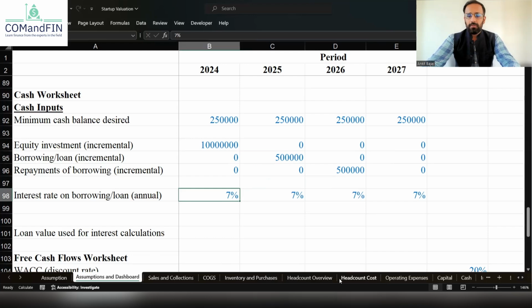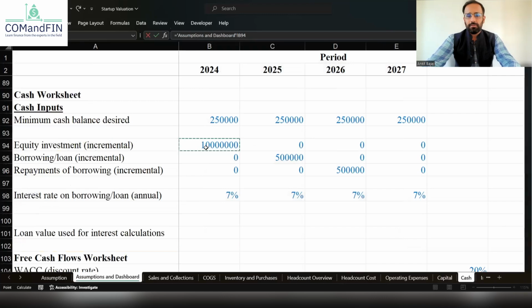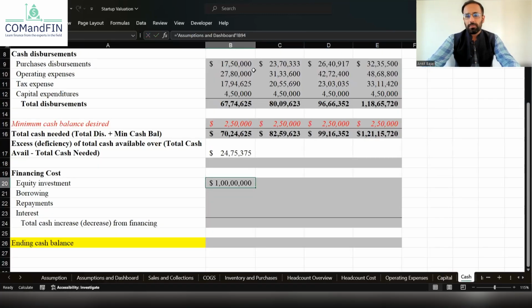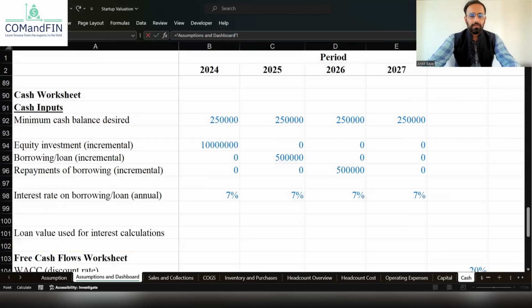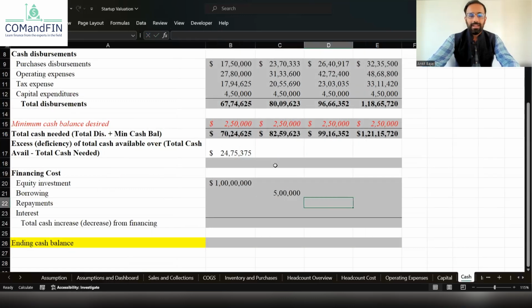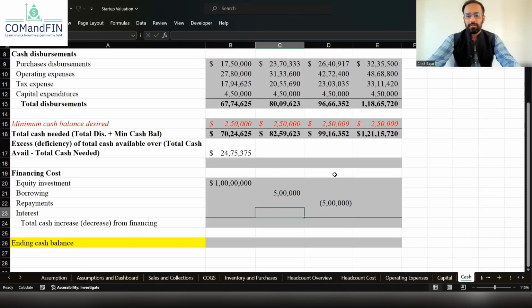Now I will do the adjustment for these values in the cash budget. Equity investment value is given here. In the assumption sheet, you will find that equity investment is 1 crore. Apart from this, the company has borrowed a loan of 5 lakh in the second year, and the company has repaid this amount in the third year.